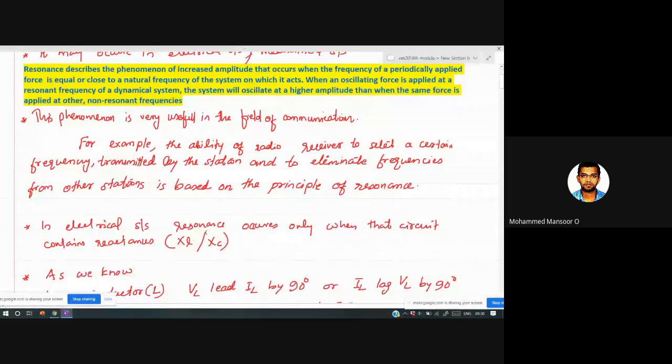In a power system there is resistance, inductance, and capacitance, so resonance can occur in a power system. That you will learn in detail in the coming semester.